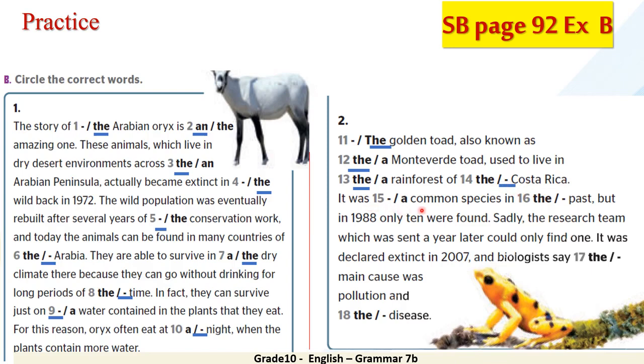It was, that's correct, a common species in, yes, that's right, in the past. But in 1988, only 10 were found. Sadly, the research team, which was sent a year later, could only find one. It was declared extinct in 2007, and biologists say the main cause was pollution. So, the main cause was pollution, and that's right, disease. Doesn't take an article here because it's unknown which disease exactly we're talking about.